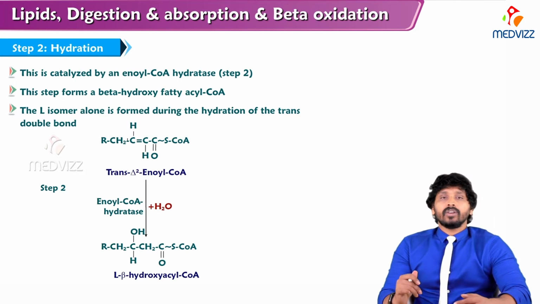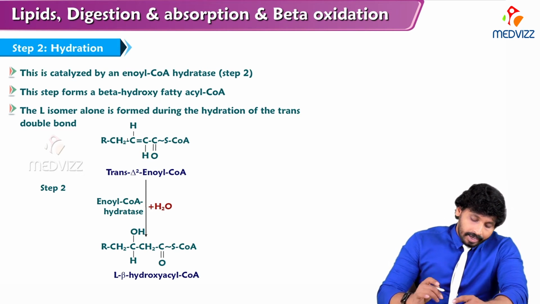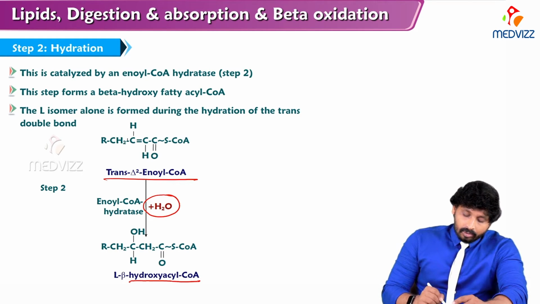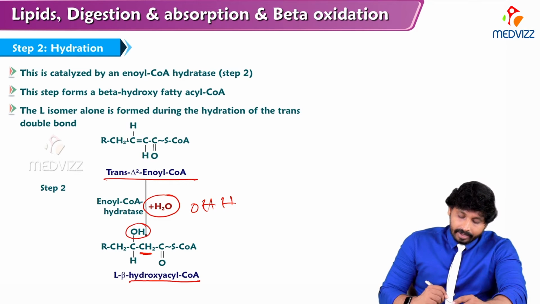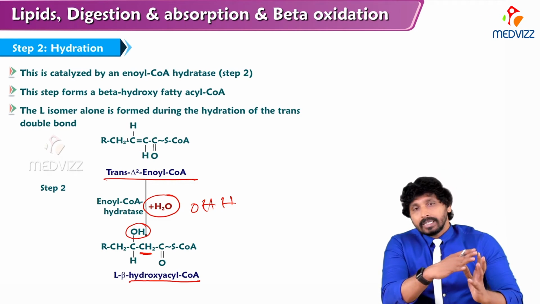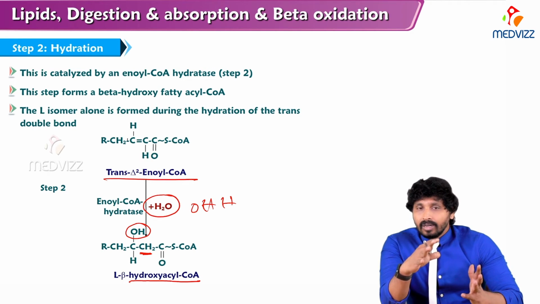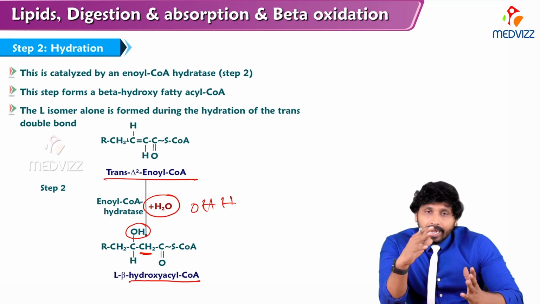The second step is hydration. First step is dehydrogenation, second step is hydration. Here, the trans-enoyl-CoA accepts a water molecule and is converted to hydroxyacyl-CoA. The water molecule is split into OH and H. So at the double bond point, CH will be converted to CH2 and OH will be added here. So fatty acyl-CoA is converted to trans-enoyl-CoA by a dehydrogenation reaction, and trans-enoyl-CoA is converted to beta-hydroxyacyl-CoA by a hydration reaction.